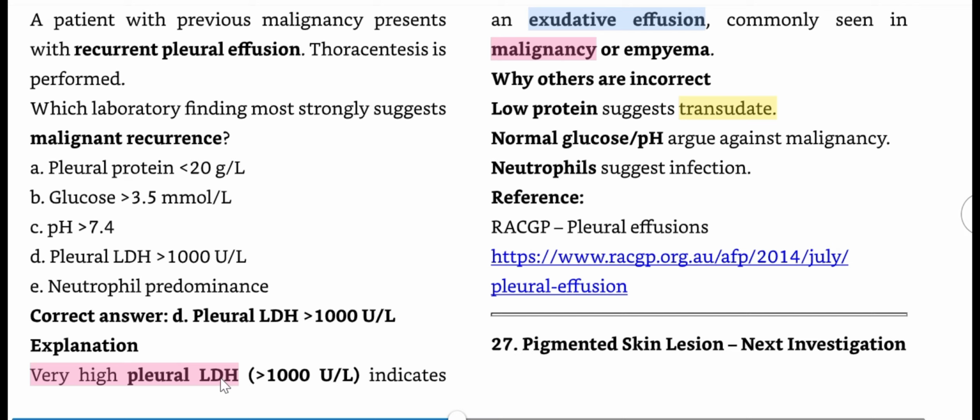Very high LDH indicates malignancy. LDH, malignancy. Neutrophils, infection. Low protein indicates transudate.